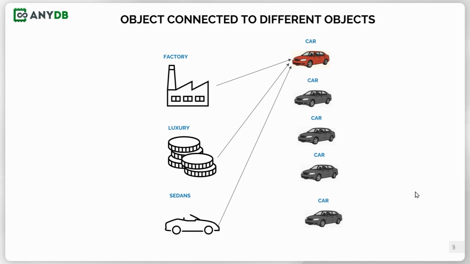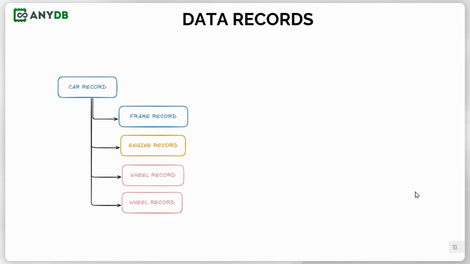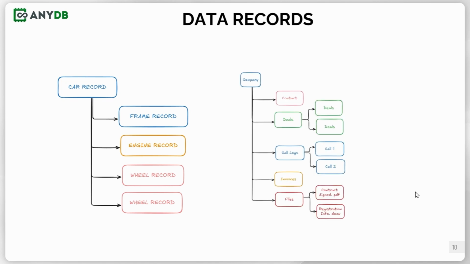So coming back to all of this and tying this all together, if you go back to AnyDB, the way you would model this, you will have a car record, and there will be frames, engines, wheels as records as part of the car record. These are all attached to it. Now, going from the analogy of cars to a real-world business system, let's think about how it works. Here on my right-hand side, I have a CRM.